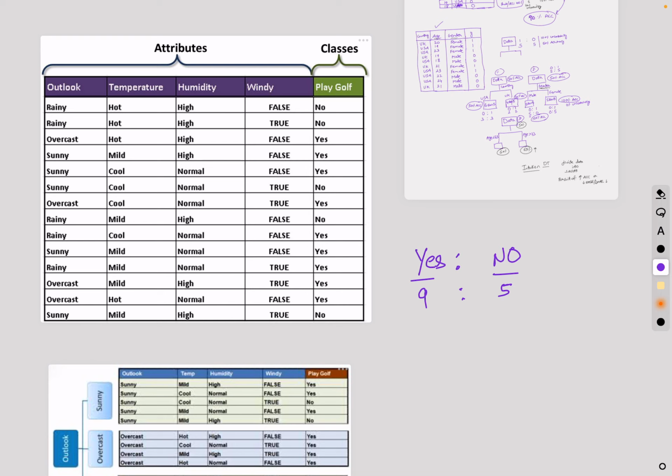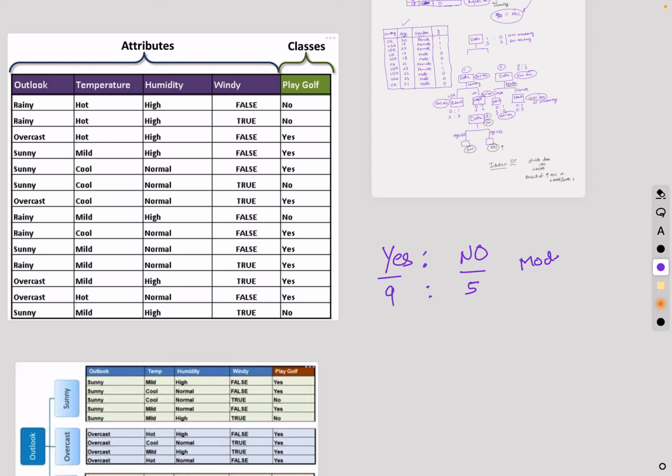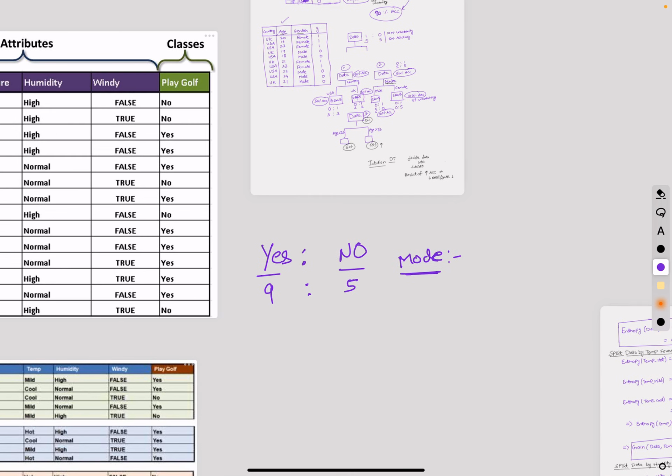So if I go, let us say I go based on mode, what is the mode of this particular class variable? The mode is yes, because that is the most frequent class. So if I predict based on mode, that is, I will predict every time to play golf, right? In that case, what is my accuracy? Accuracy will be 9 out of 14 times I am correct, and 5 out of 14 times I am wrong, right? So it's definitely not a great accuracy, and this is definitely not a good model. Going with mode is not a good model.